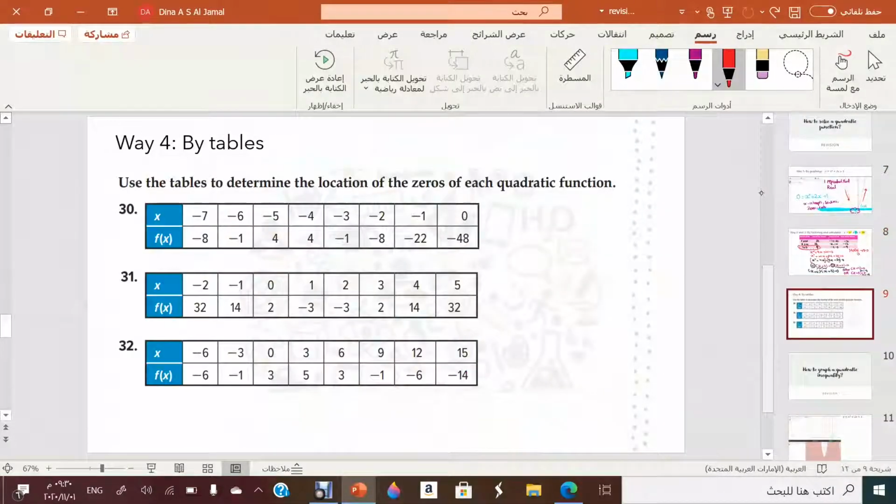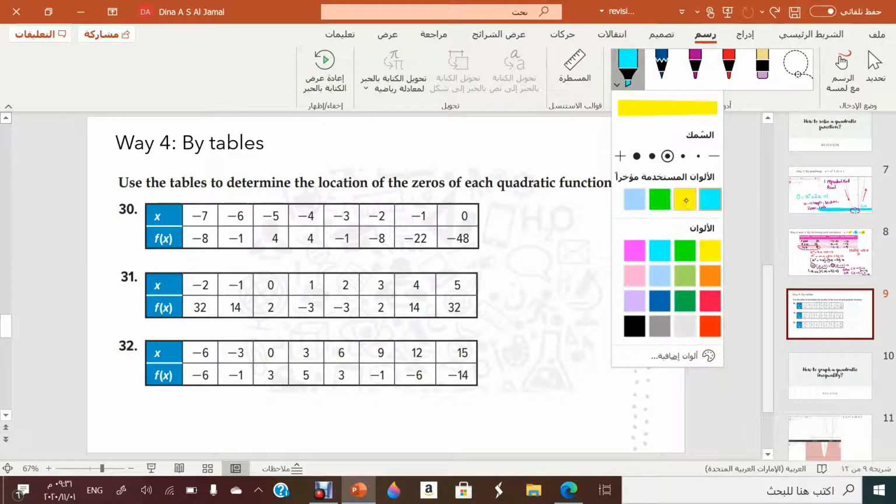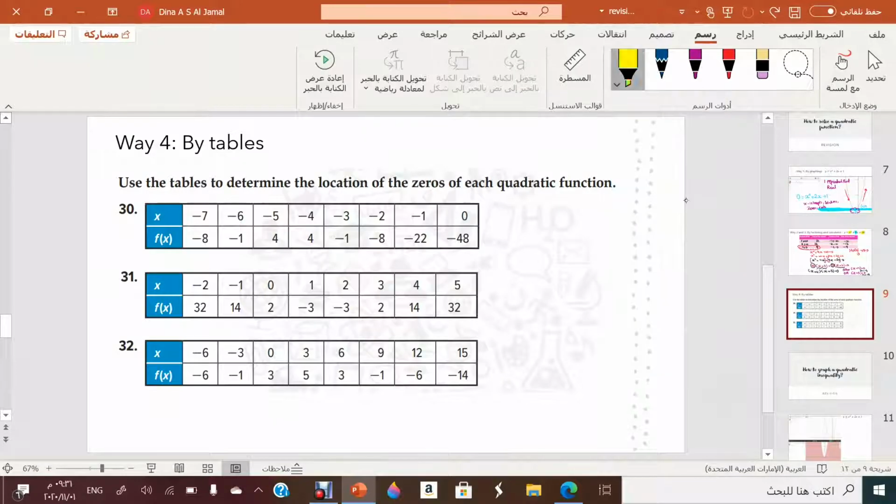Now, what if you are having a table for you? So what if I told you use the table to determine the location of the zeros of each quadratic function? So we took something called the location principle, which is all about changing the sign.